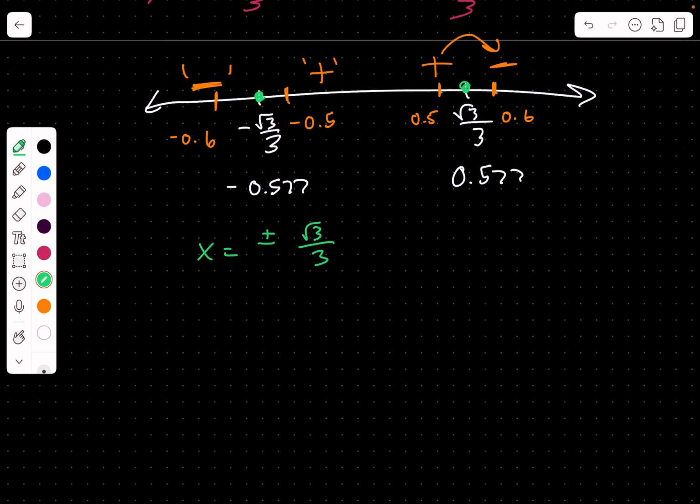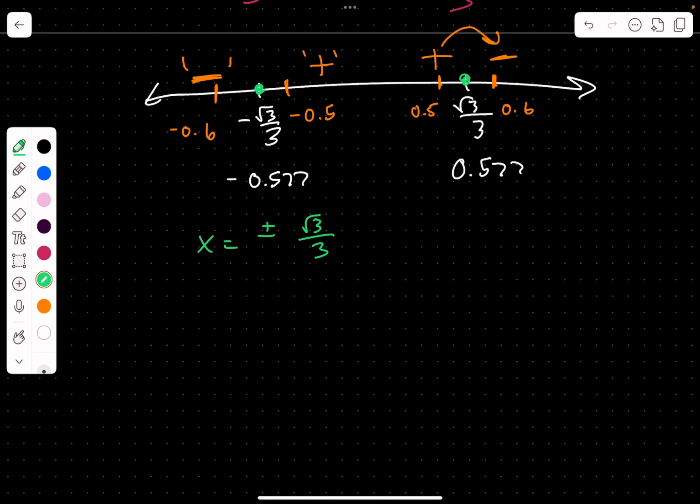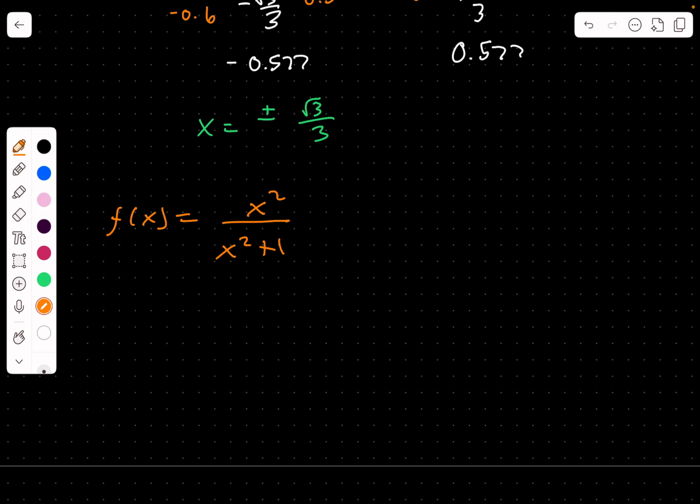Now to find its coordinate, we have to plug these guys into our original function. And when we plug in either our negative or our positive into our original function, we're going to get the same answer. Because if we remember, our original function was the following: f of x equals x squared over x squared plus 1. So both of these guys are going to get squared, so it's going to be positive. So we only really have to do this once. If you want to do it twice, if you're not seeing what I'm saying, go for it.